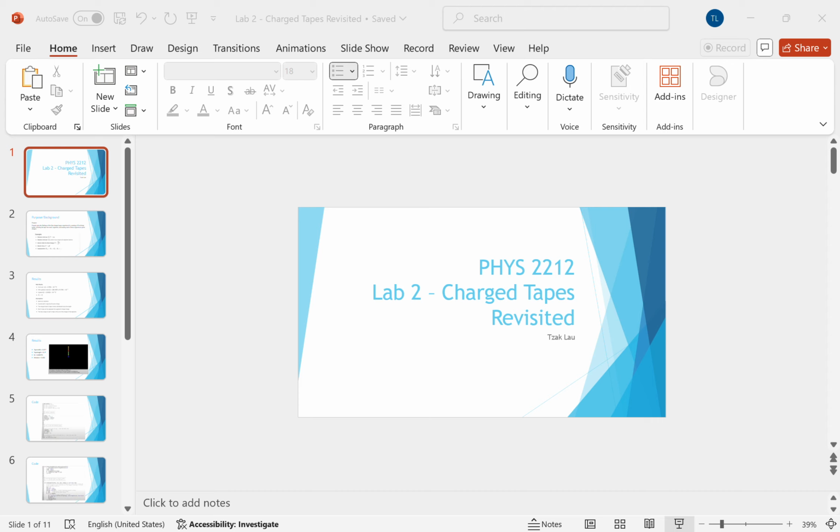In terms of assumptions, we ignore air resistance and assume that each U-tape has the same charge. The charge is evenly distributed across the length of the tape, and we treat the tape as if it's divided into equal charge segments.